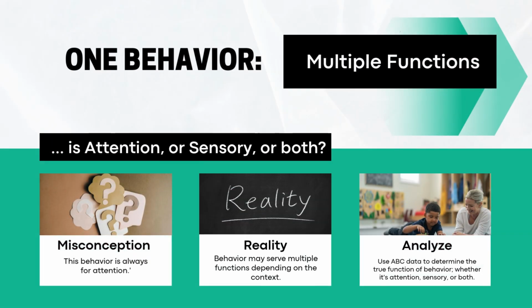One of the most common mistakes is assuming that every behavior has a single fixed purpose. For example, when a child screams, it could be to escape a task, or it might be to get attention. In some cases, it could even be both. This is why it is important to use ABC data, which stands for antecedent, behavior, and consequence, to determine the true function of the behavior and not just rely on assumptions.